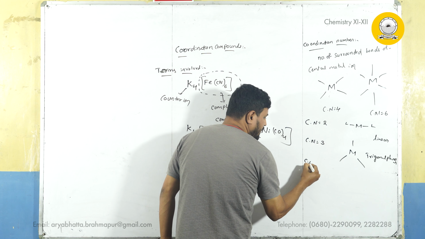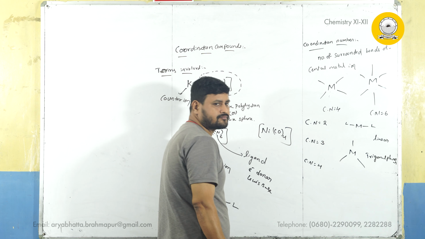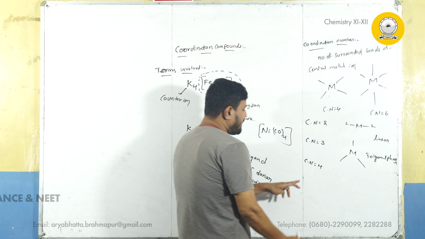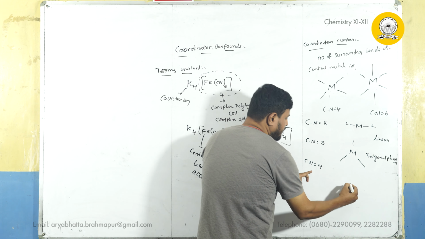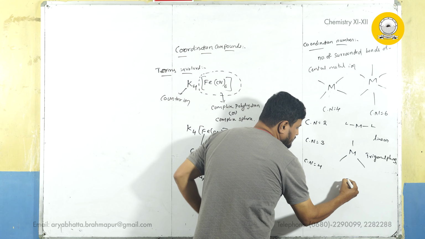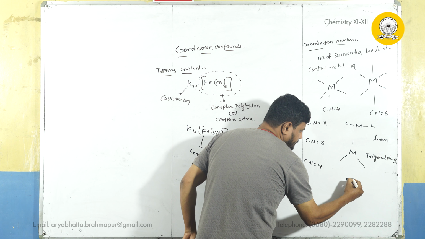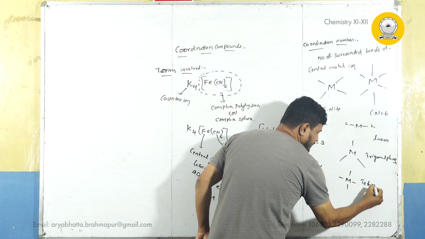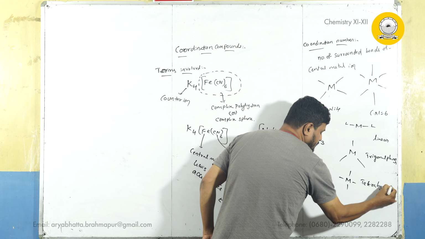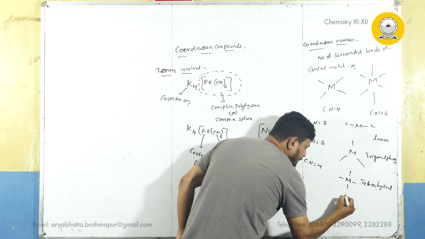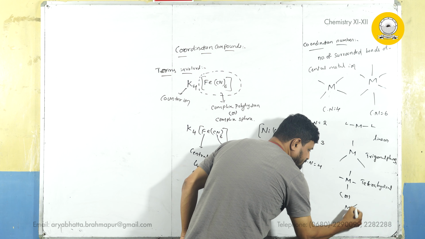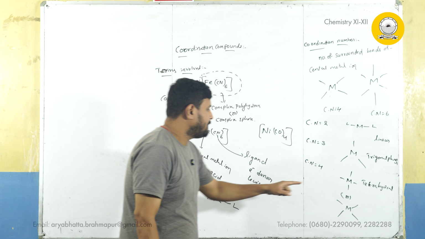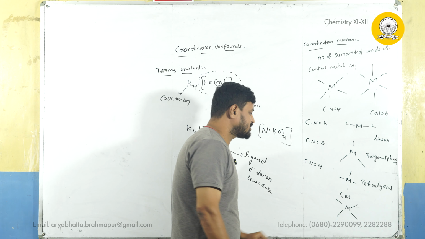Okay, and if the coordination number equals 4, what is coordination number 4? Coordination number 4 means the geometry is tetrahedral or square planar. There are two possibilities for coordination number 4, maybe tetrahedral or square planar.